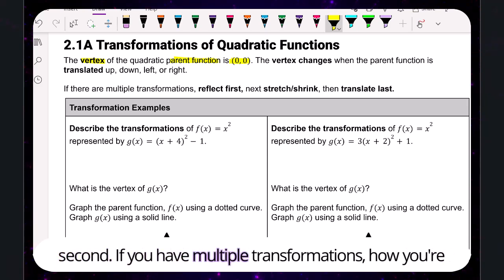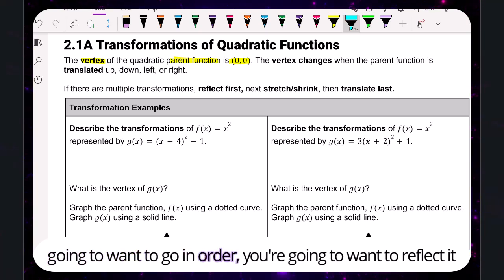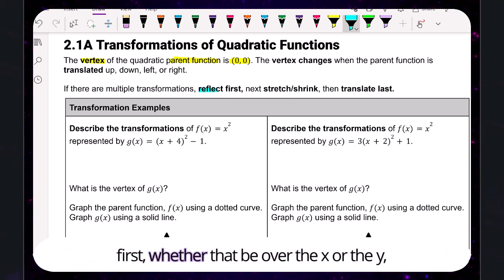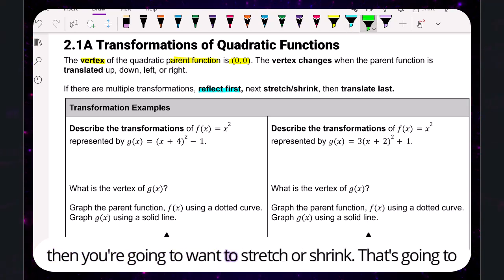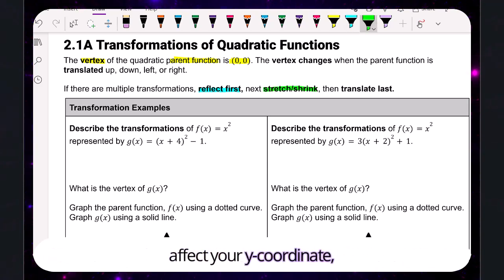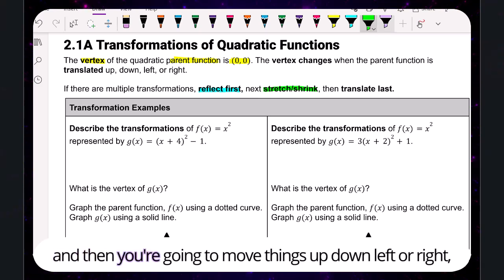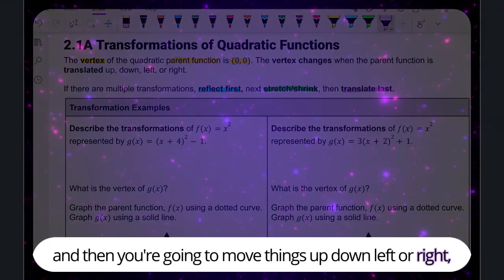If you have multiple transformations, okay, you're going to want to go in order. You're going to want to reflect it first, whether that be over the x or the y. Then you're going to want to stretch or shrink. That's going to affect your y coordinates. And then you're going to move things up, down, left, or right last.